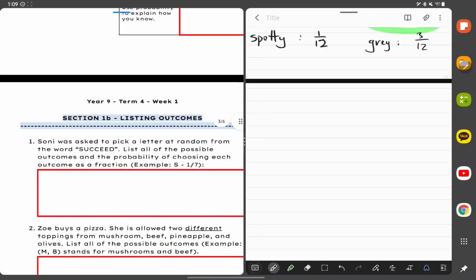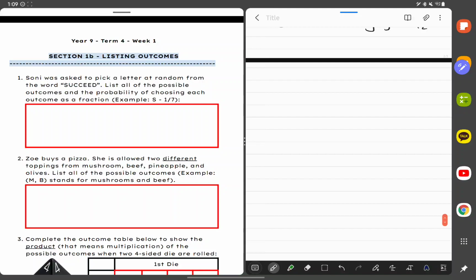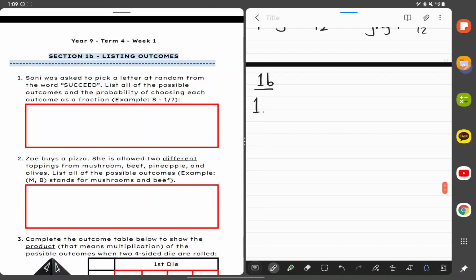Now, second lesson. We are now studying 1B, listing outcomes. Question 1. Sony was asked to pick a letter at random from the word succeed. List all of the possible outcomes and the probability of choosing each outcome as a fraction. So there's an example there that we have, SUCCEED. Okay, that example is already there.